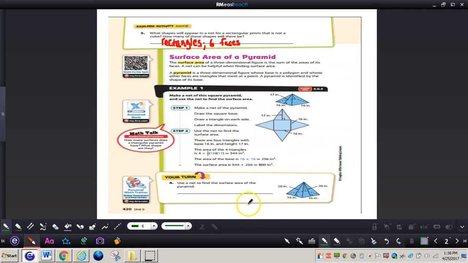Now you can see the surface area for the square pyramid is 896 inches squared. I want you to check your answer. Make sure it's the same as mine. If it's not, you can even rewind this video and see the previous problem we just went over.